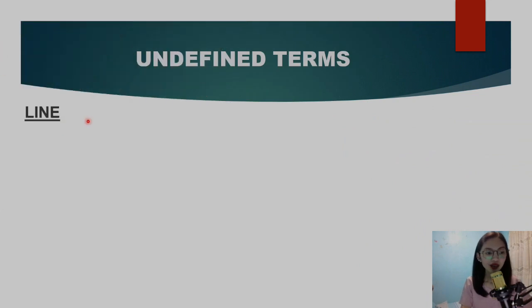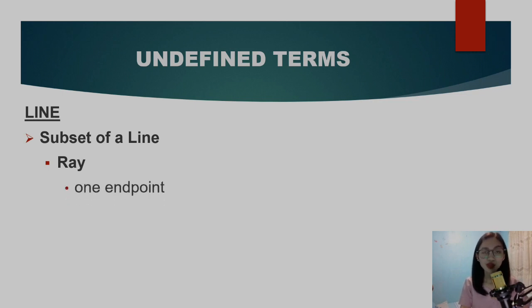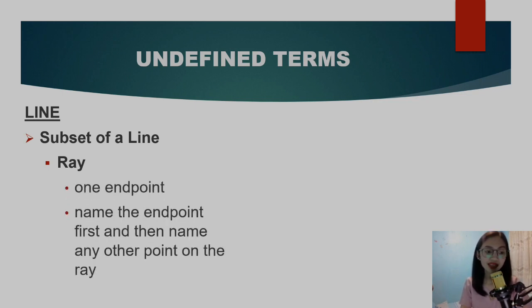Next subset of a line is the ray. So how would you describe a ray? It has 1 endpoint and it is named by starting with the endpoint first and then name any other point on the ray. So si ray naman, isa lang ang endpoint niya, hindi kagaya ni line segment na dalawa ang endpoint. So ibig sabihin, ano kaya ang itsura ni ray? Ganito ang itsura ng isang ray.